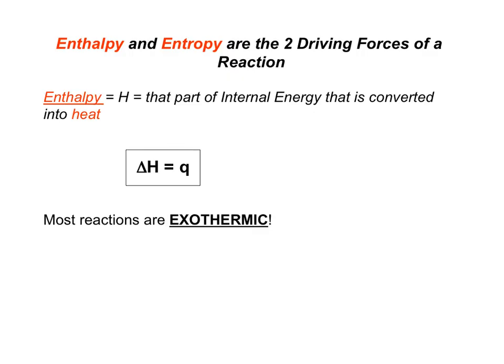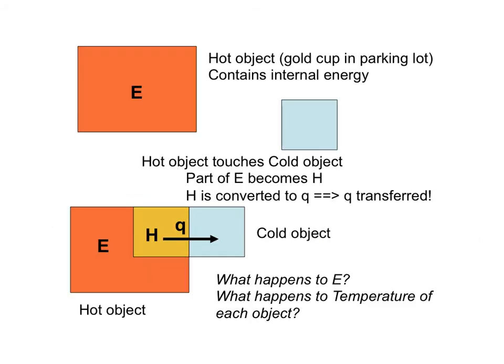We know heat is the energy transferred between two objects due to a difference in temperature. When a hot object comes in contact with a cold object, some of the internal energy is converted into enthalpy, which is converted into heat. So this equation relates the thermodynamic quantity, enthalpy, to the non-thermodynamic quantity, heat, which we can measure. So for the question earlier in the video, most reactions are exothermic.